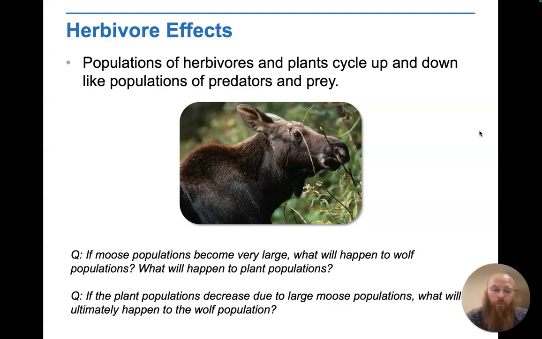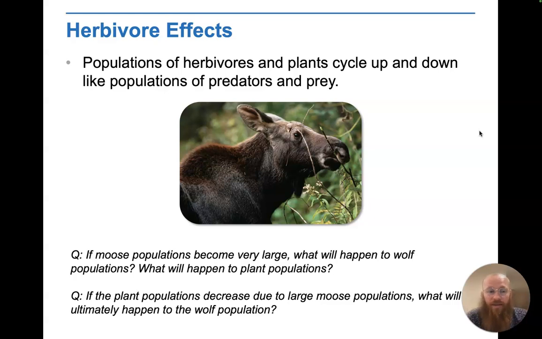What would happen to plant populations? Well, more moose eating more plants would probably directly lead to a decrease in the plant populations. And so I could also ask a follow-up question. If the plant populations then decrease due to those large moose populations, what would ultimately happen to the wolf populations?